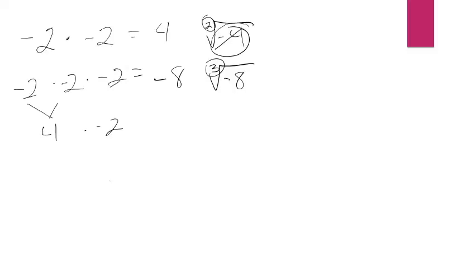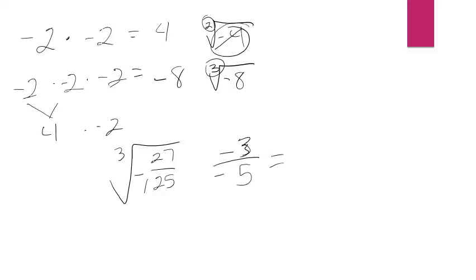Let's next look at a fraction inside a root. Let's do the cube root of -27 over 125. We're going to look at cube roots, and the cube root of 27 happens to be 3. The cube root of -27 happens to be -3. And the cube root of 125 happens to be 5. Therefore, for our cube root, we can use the negative, and we just find each portion, and it's -3 over 5.